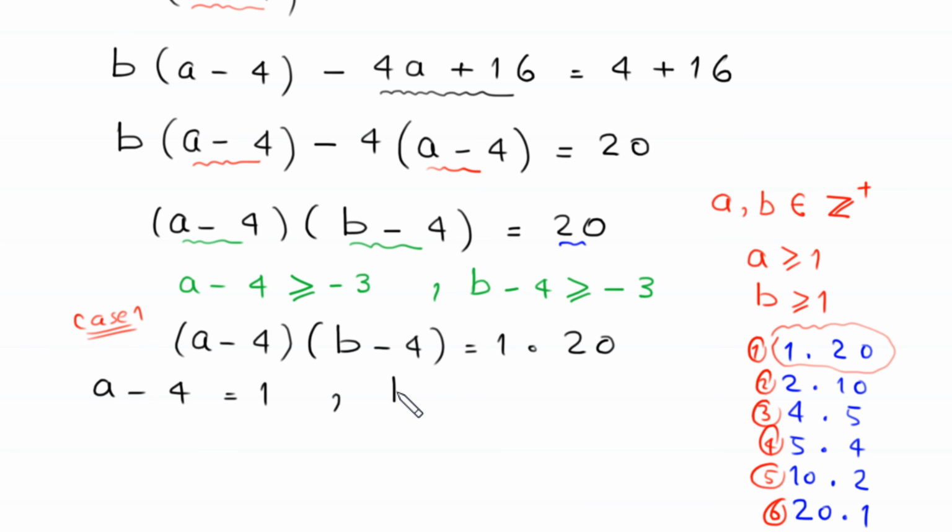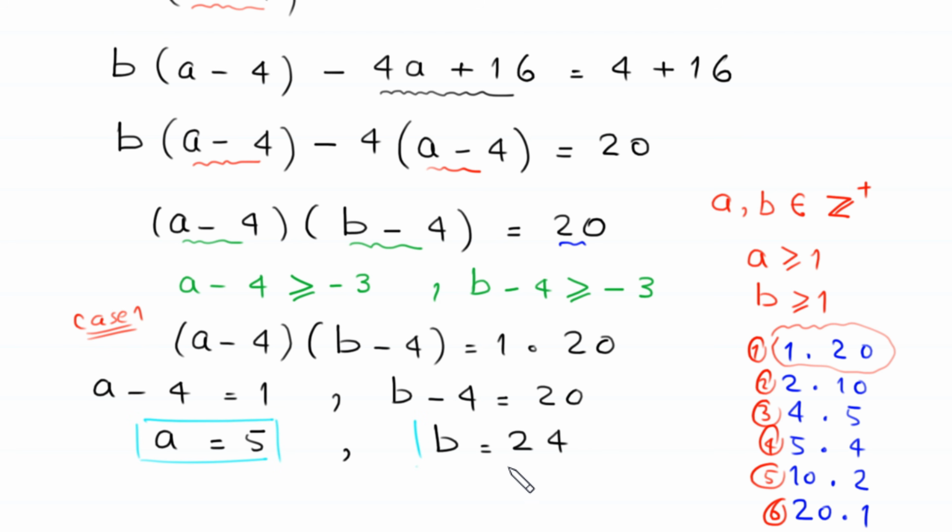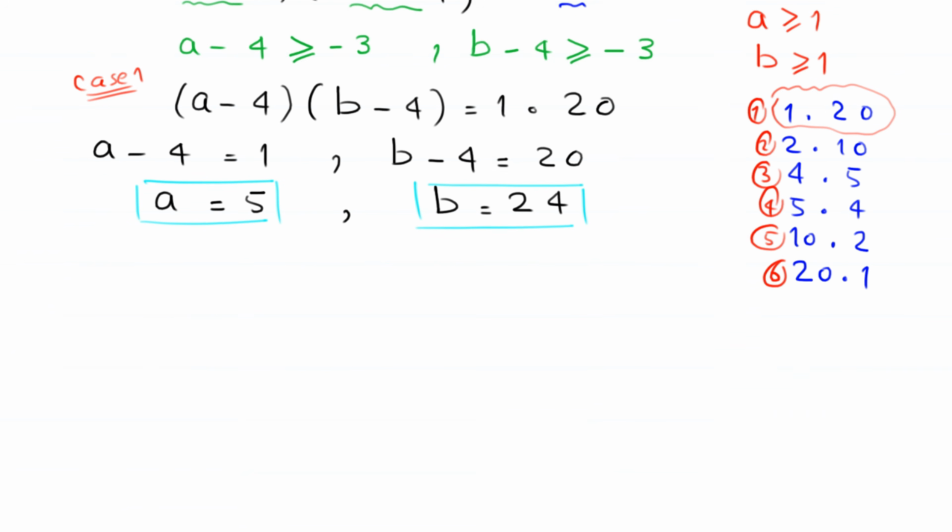This b minus 4 is equal to 20. From this equation we get the value of a is equal to 5, and from this equation we get the value of b is equal to 24. So from this case we get a is equal to 5 and b is equal to 24. Now we solve the second case.